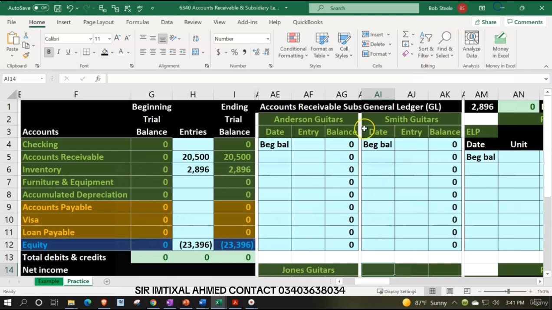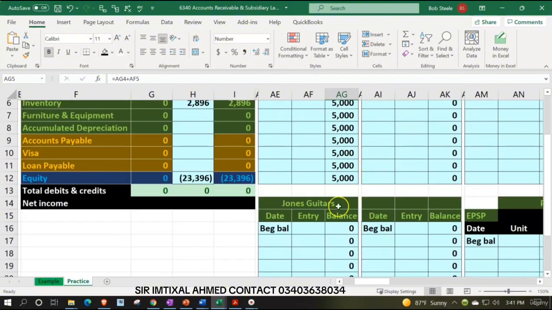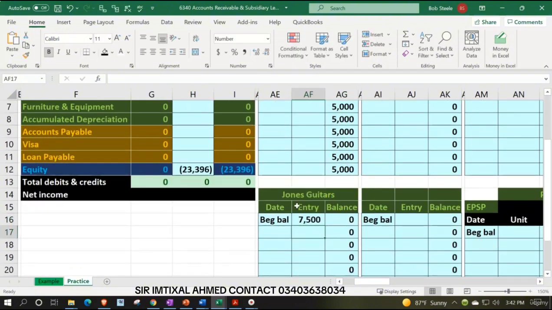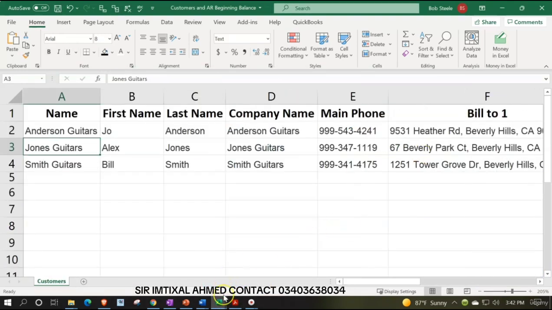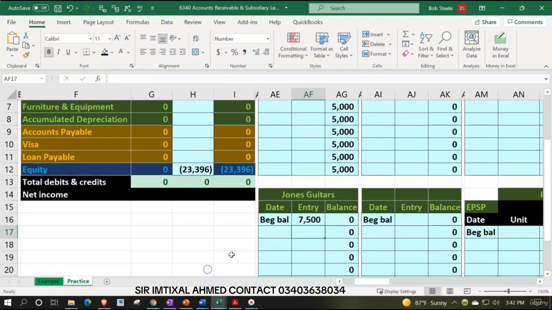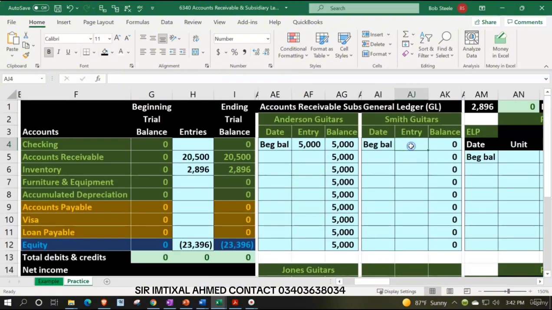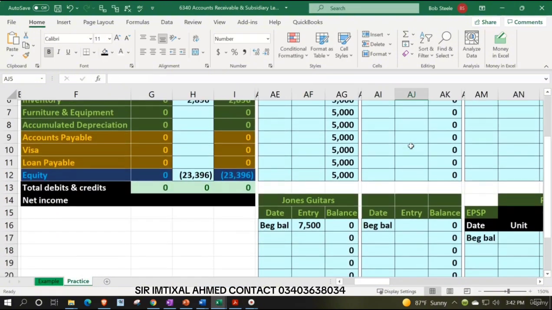So I'm going to put that in here, 5,000, and I'm going to say this equals that 5,000, and then it'll pull on down. And then 7,500, I think it was for Jones, wasn't it? The next one was Jones. 7,500, that's for Jones, and then 8,000 is the last one. The last one's 8,000 we'll put up here, and then we've got a blank space that we can use later.